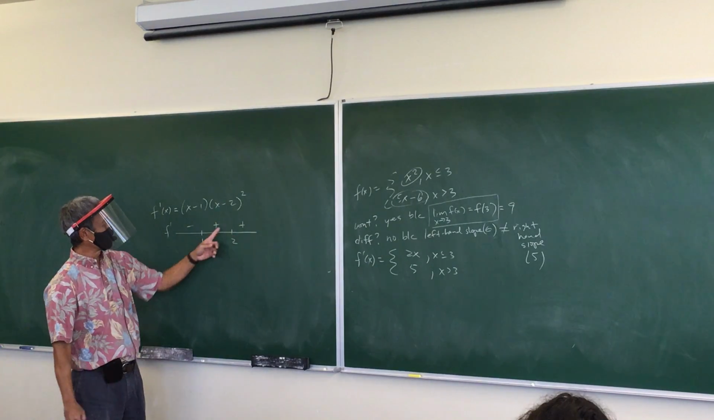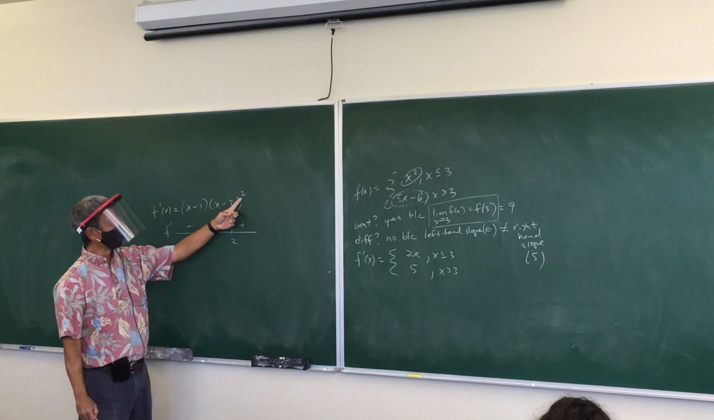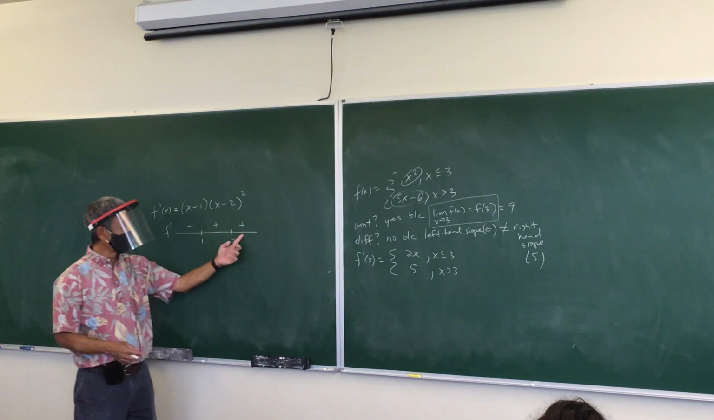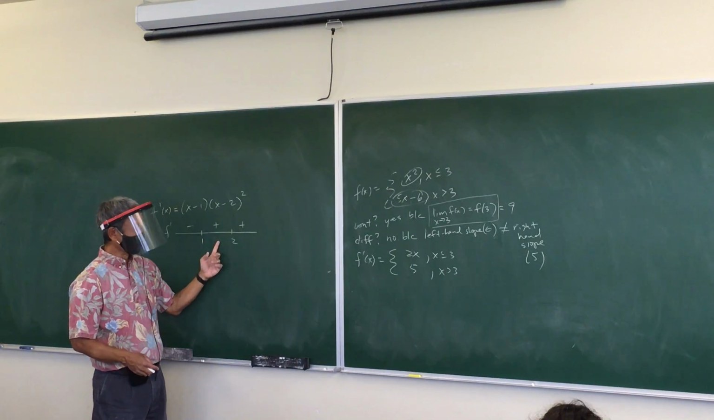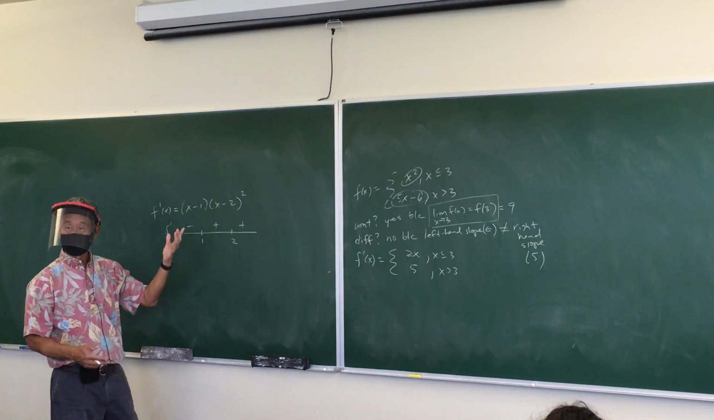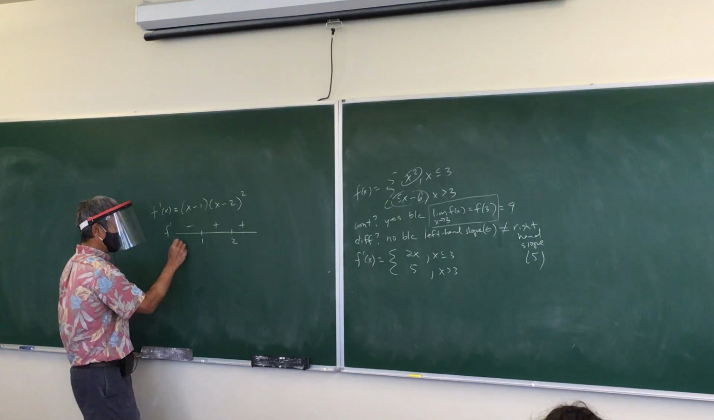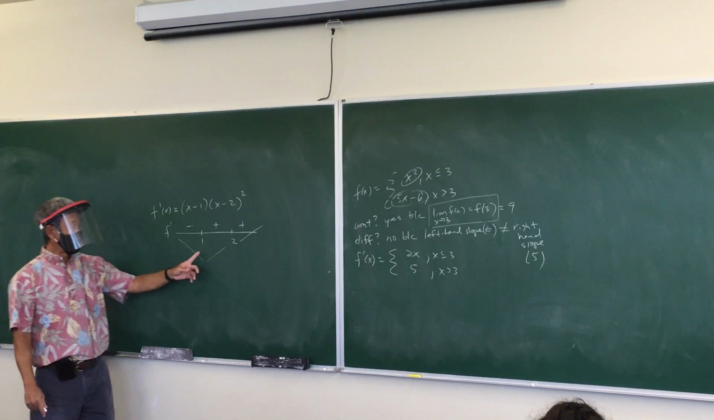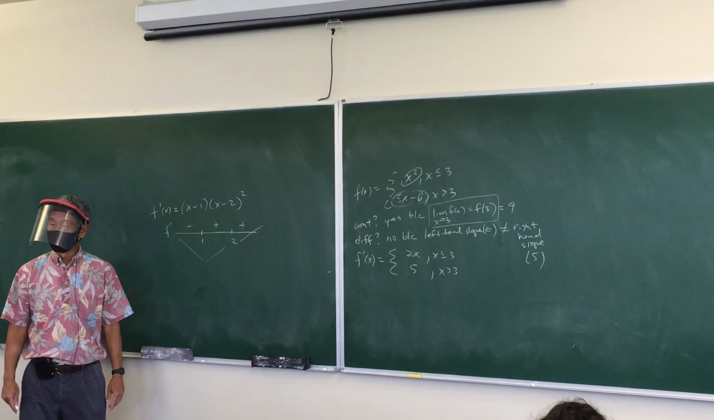How come it stays the same over here? Because you got an even power. Or if you're on the AP exam and you don't know, plug in a number, like 3, plug it in. 1.5, plug it in. 0, plug it in. Okay, so what does this mean? Decreasing, increasing, and increasing.